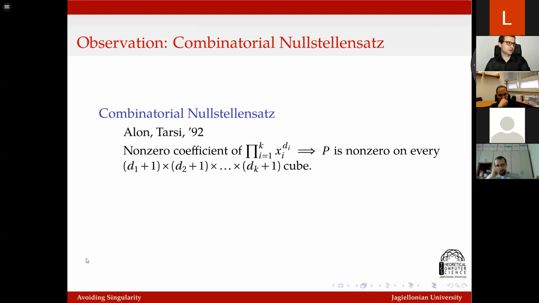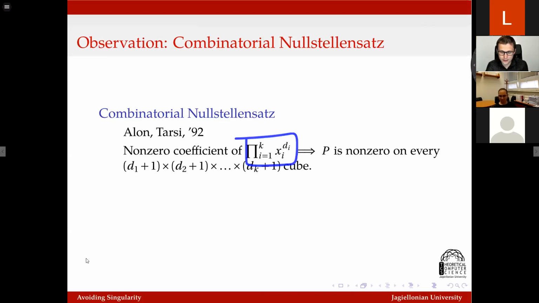So the next observation is that we can apply combinatorial Nullstellensatz to the determinant polynomial. I hope most of you have seen combinatorial Nullstellensatz. If not, then I won't be able to introduce it properly, but it's not that important. The rest of the talk will not depend on it very much.